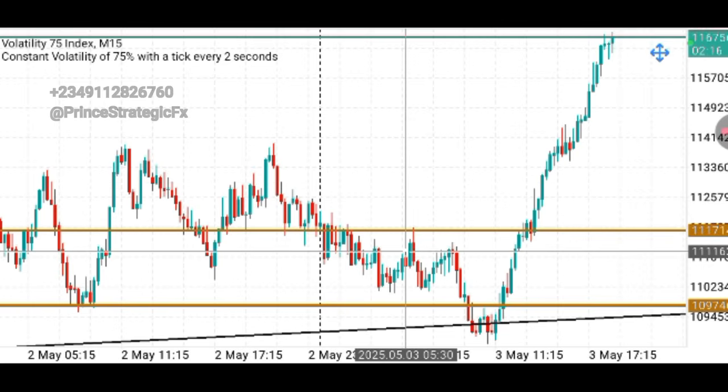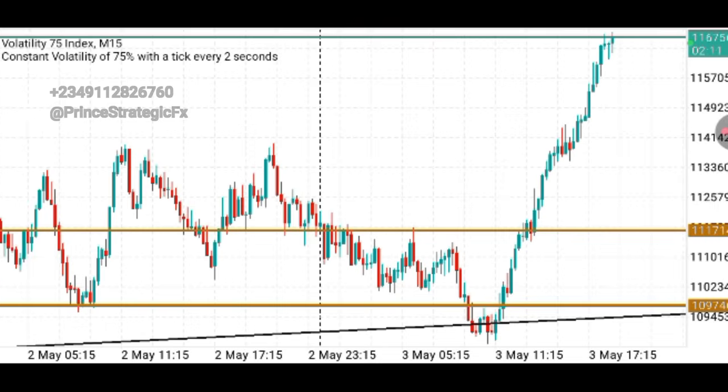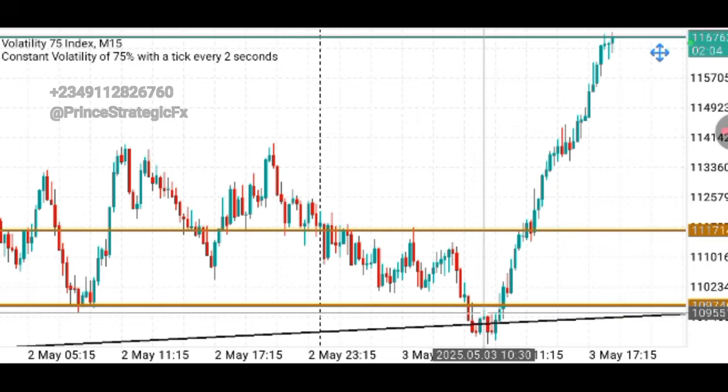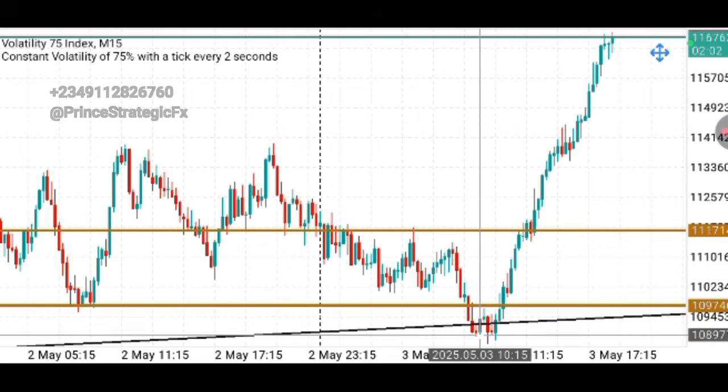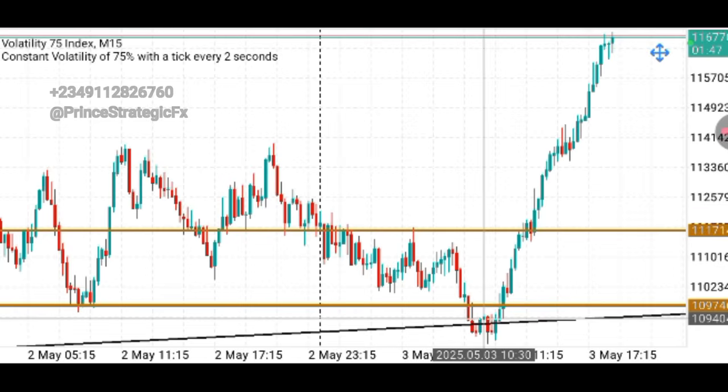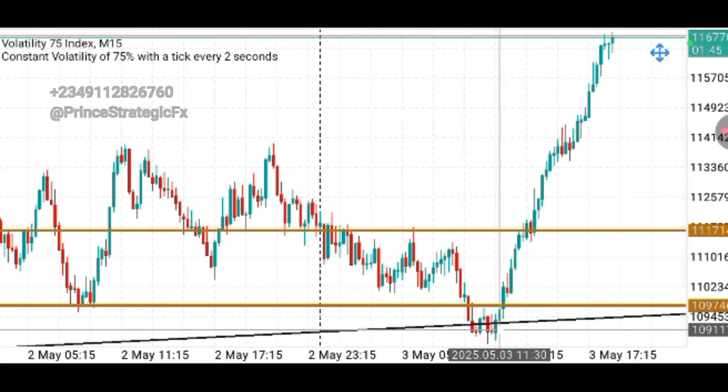Then all the way down, all the way down. Once you discover that price couldn't break this low, remember, we already know where the market is going. From our H4, we already knew that the market is buying. So we are looking to take a buy trade. Now, once you discover that price couldn't break this low, you can enter for a buy.